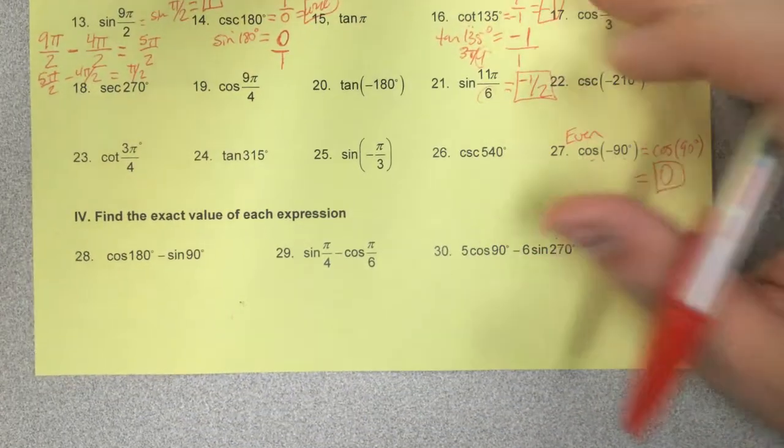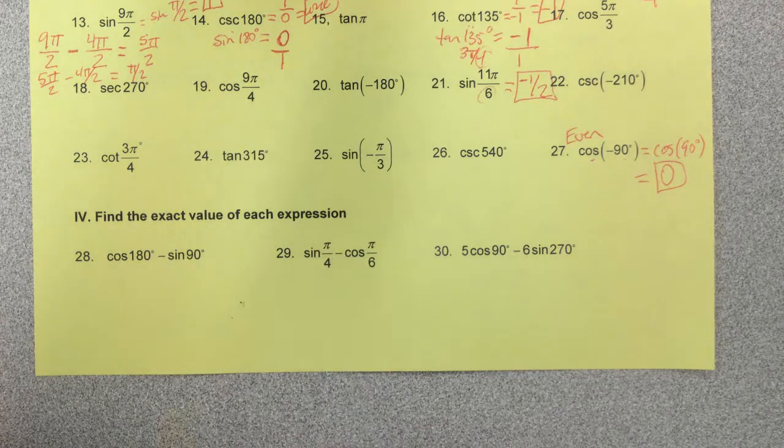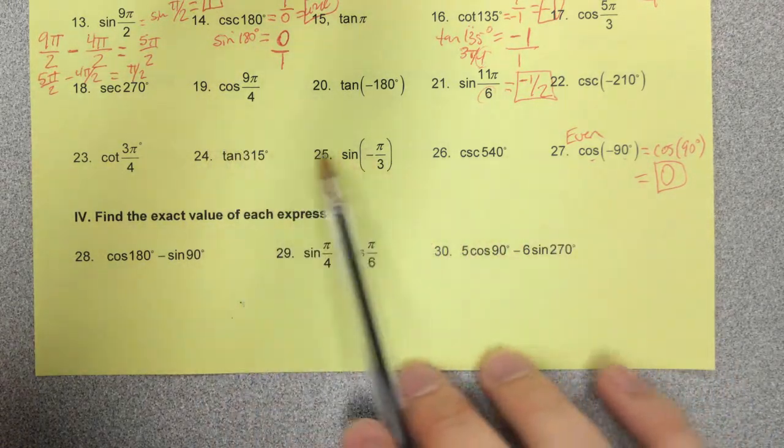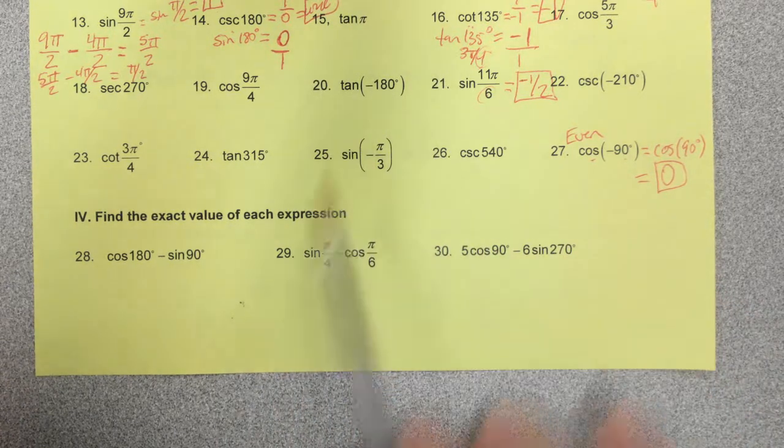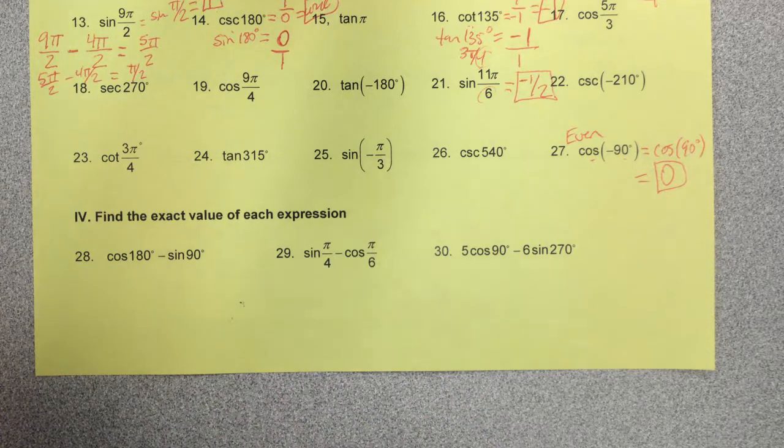Alright, I'm going to skip ahead to section 4 here. It says find the exact value of each expression. And so the idea here is that we're finding the values, like we're evaluating, like what we were doing in the one prior, but at the same time it turns it into an expression.